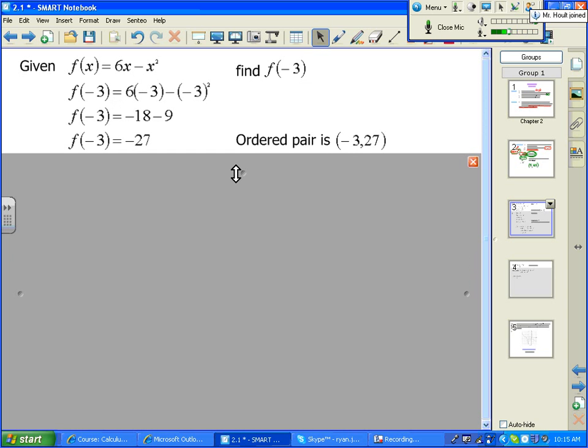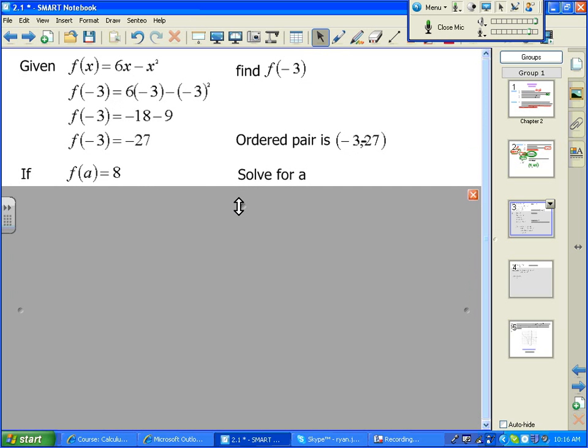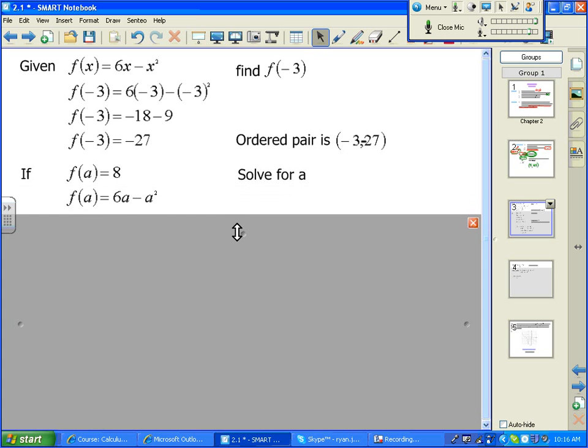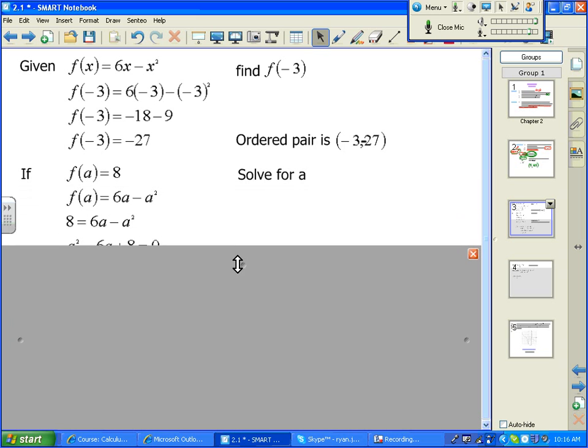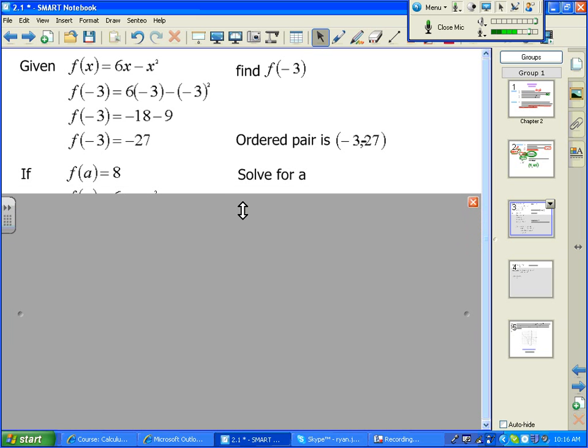So if you were to write out the ordered pair, we've got (-3, -27). It's not supposed to be positive. Just a typo. I'm not sure why he's got this here, so let's just ignore this for a second.